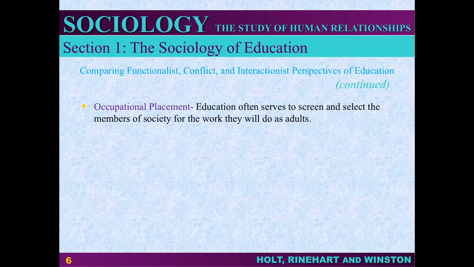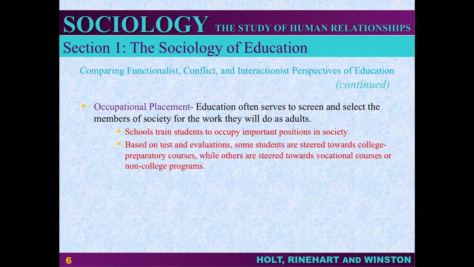Occupational placement. Education often serves to screen and select the members of society for the work they will do as adults. Schools train students to occupy important positions in society. Based upon tests and evaluations, some students are steered towards college preparatory courses, while others are steered towards vocational courses or non-college programs. We tend to see this a little bit more in the European countries than we'll find here in the United States.